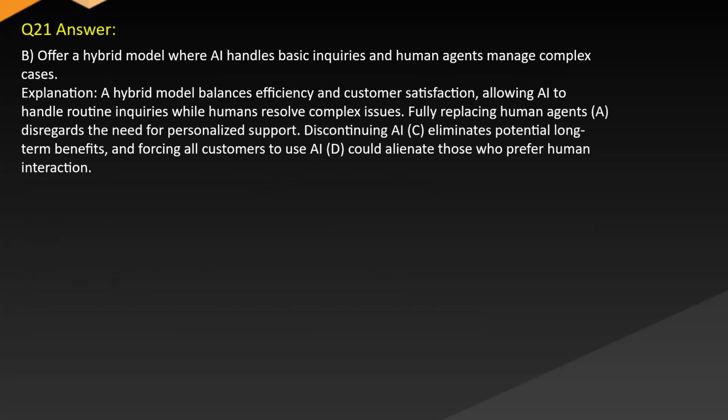Answer: B. Offer a hybrid model where AI handles basic inquiries and human agents manage complex cases. Explanation: A hybrid model balances efficiency and customer satisfaction, allowing AI to handle routine inquiries while humans resolve complex issues. Fully replacing human agents (A) disregards the need for personalized support. Discontinuing AI (C) eliminates potential long-term benefits, and forcing all customers to use AI (D) could alienate those who prefer human interaction.